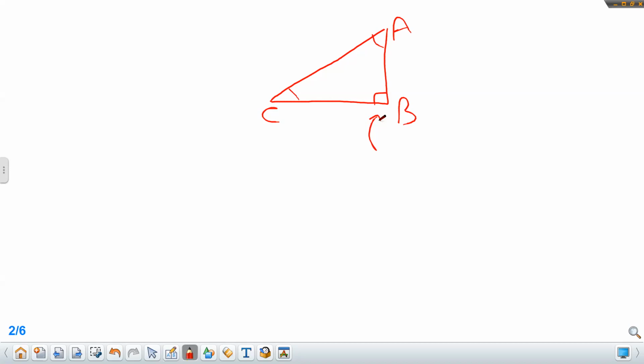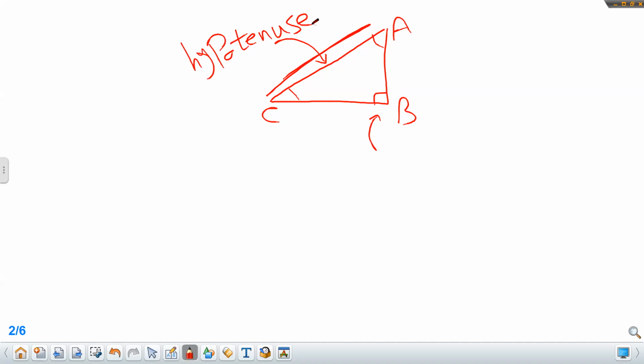So AC, this side, is the greatest side in the triangle. So this side is called the hypotenuse. Now I want to ask, what is the meaning of hypotenuse? The hypotenuse is the side opposite to the right angle in the right angle triangle.